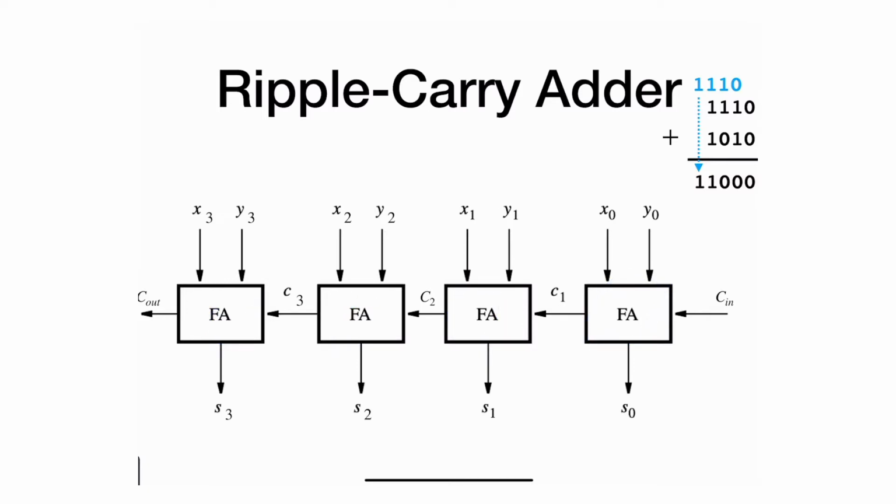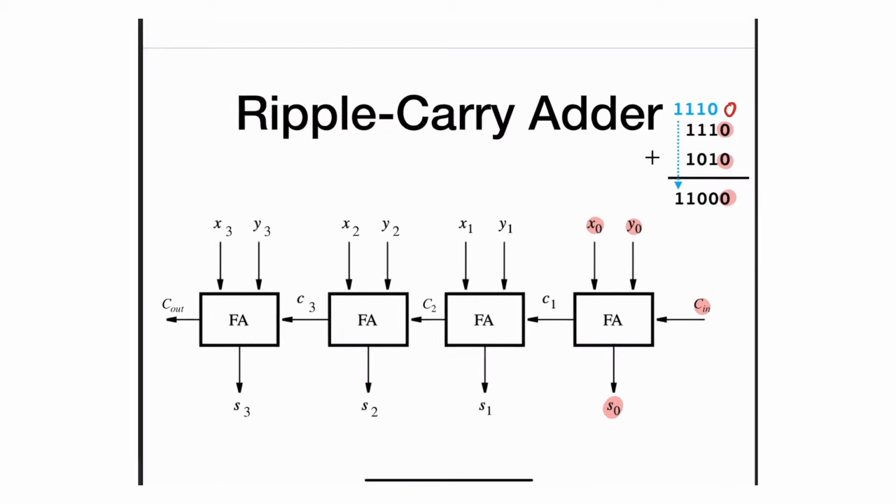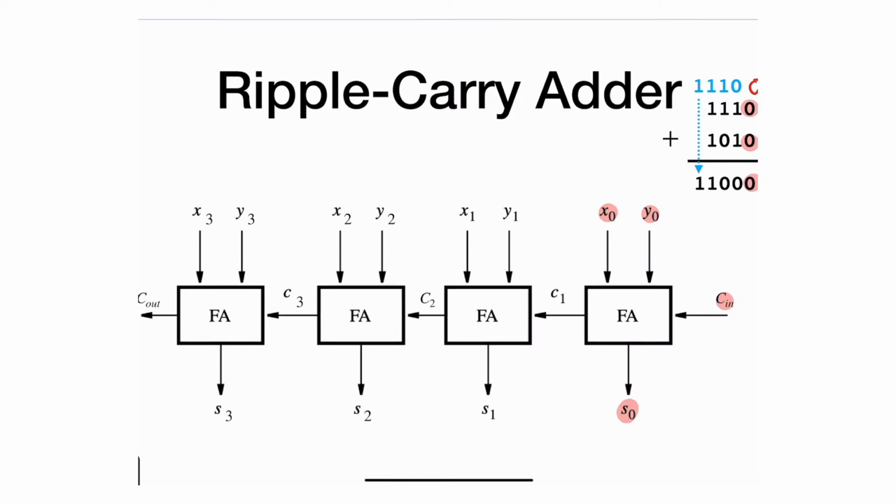I'm just going to highlight it. I have X0 and Y0, which are the 2 numbers here, and I have a carry in. The carry in at the beginning is actually 0 because I'm not using it. The first full adder generates that little 0 here, which is the sum, and it also generates that little 1 here, which is the carry out. What do I do with this carry out? I connect it as the carry in for the second full adder.